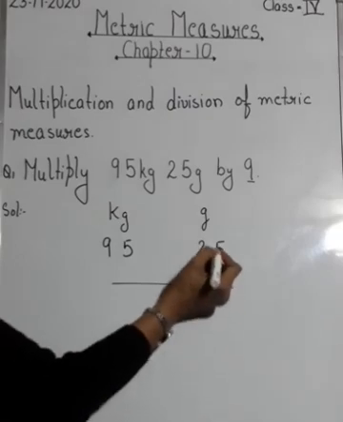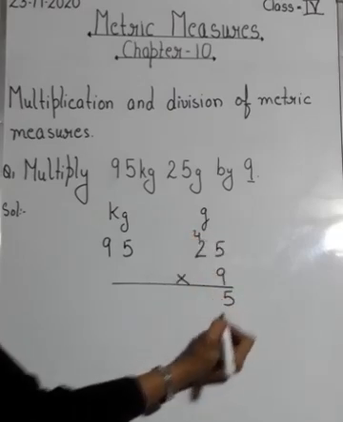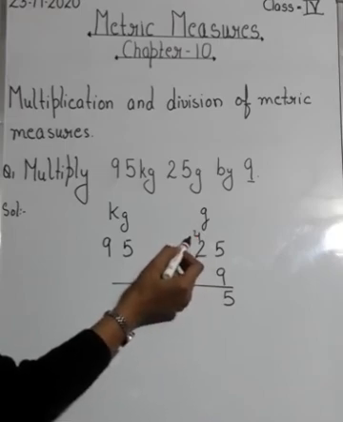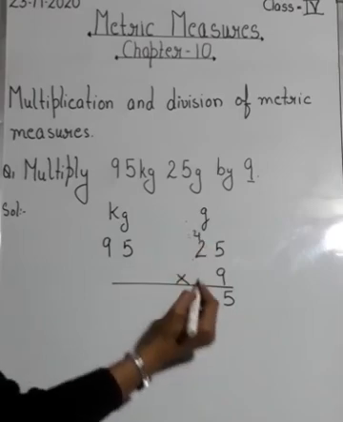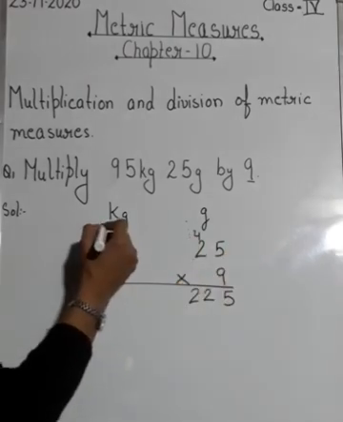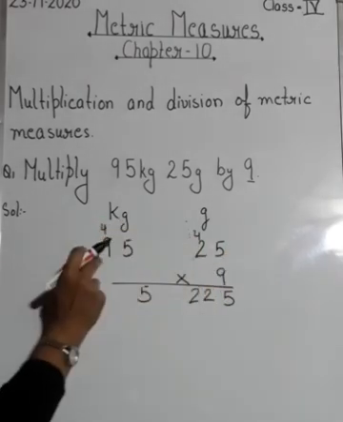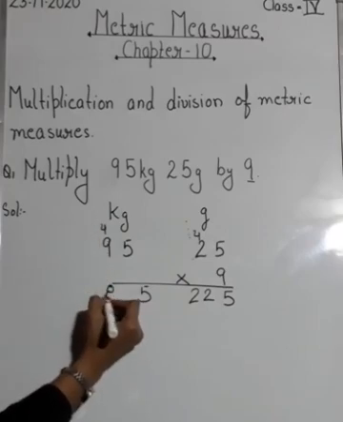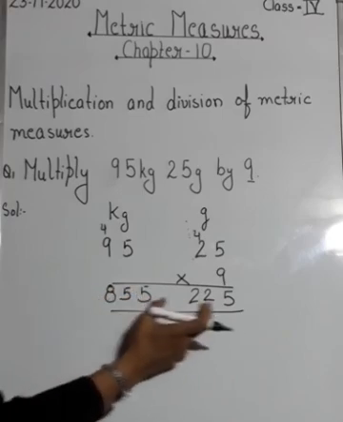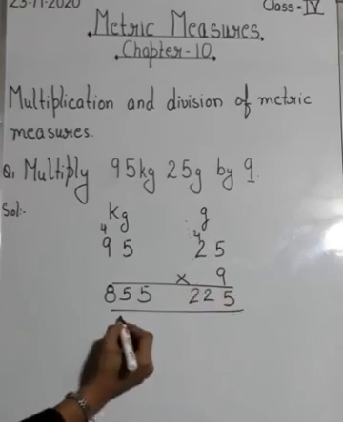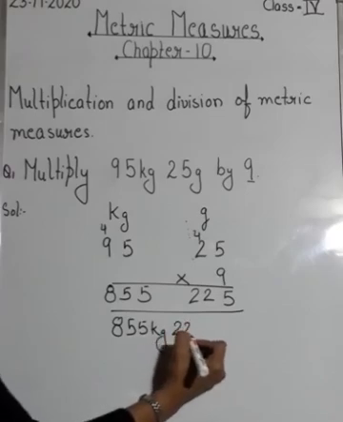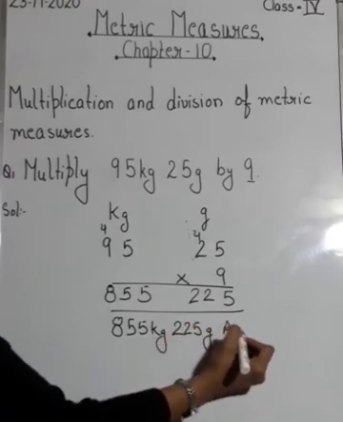Okay, 9 5s are 45. Clear? 9 2s are 18. 18 plus 4, 19, 20, 21, 22. Done with this one. Now 9 5s are 45. 9 9s are 81. 81 plus 4, 85. Okay, so what you are getting in kg, this is 855 and what you are getting in gram, this is 225. So your answer will be 855 kg and 225 gram. This will be your answer.